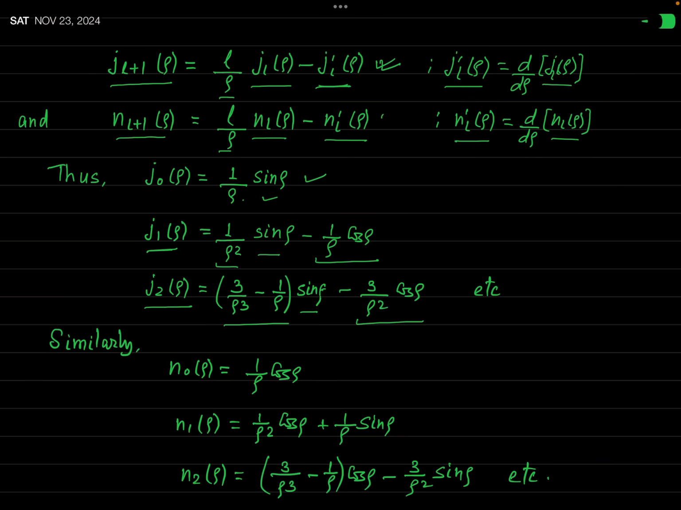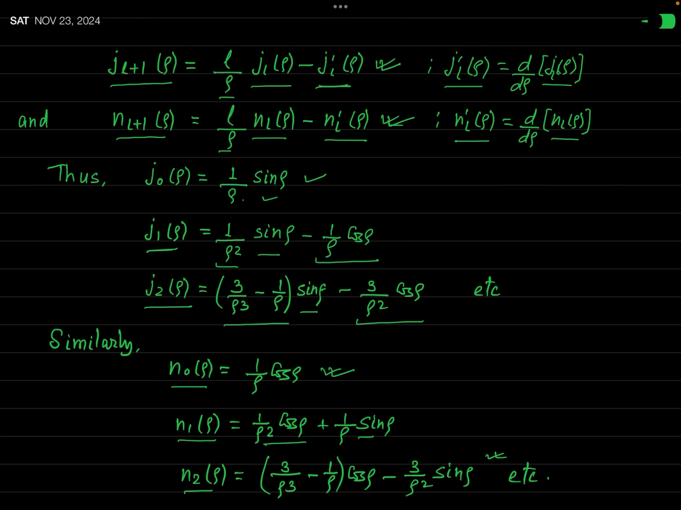In a similar manner, utilizing this recurrence relation, you can find the higher order Bessel functions n_{l+1} of rho. Actually, this n0 of rho you have already defined earlier, and using this formula you can see n1 of rho will be equal to this much. This is 1 over rho squared cos rho plus 1 over rho sin rho, and n2 of rho will be this much.